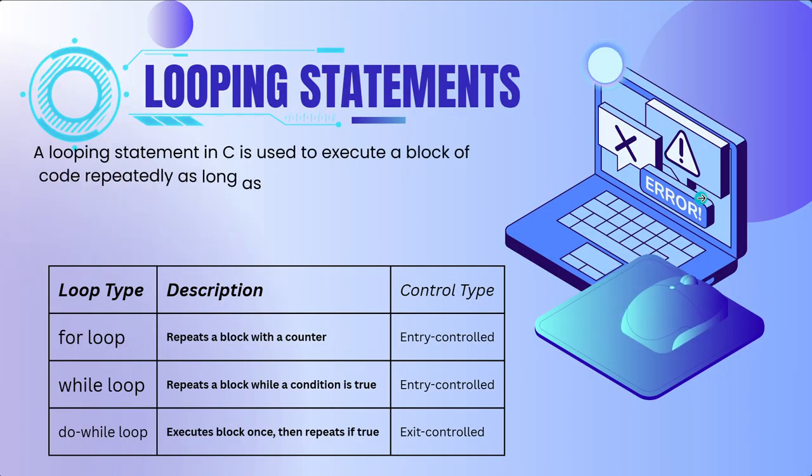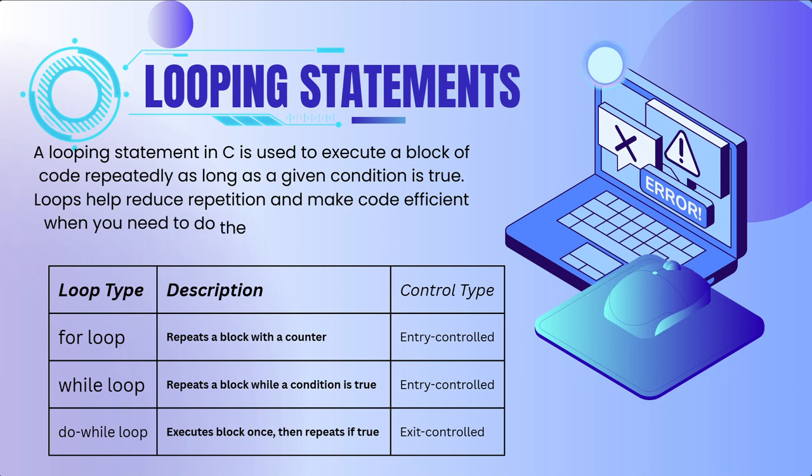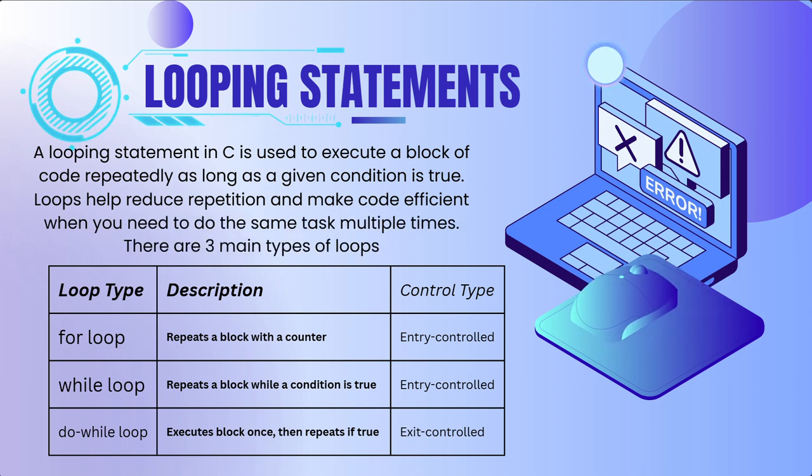Moving on, we have looping statements. Looping statements in C are used to execute a block of code repeatedly as long as a given condition is true. Loops help reduce repetition and make code efficient when you need to do the same task multiple times. So when we need to run a particular code multiple times, we use looping statements. It is a particular statement which keeps going on and on until the execution is stopped. There are basically three main types of loops: for loop, while loop, and do while loop.